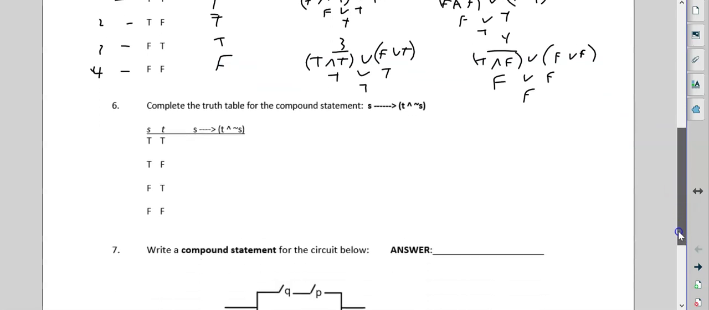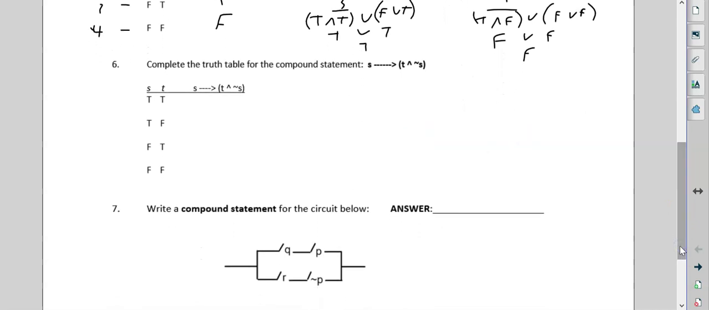Okay, we're doing the same thing here. Number 6, just more practice. This is an if-then statement. So 1, 2, 3, 4. Doing the same thing. So situation 1. We have if S, so true, then true, and not S, so not true, which is false. So that's T, if T, then F. And that's a false statement.